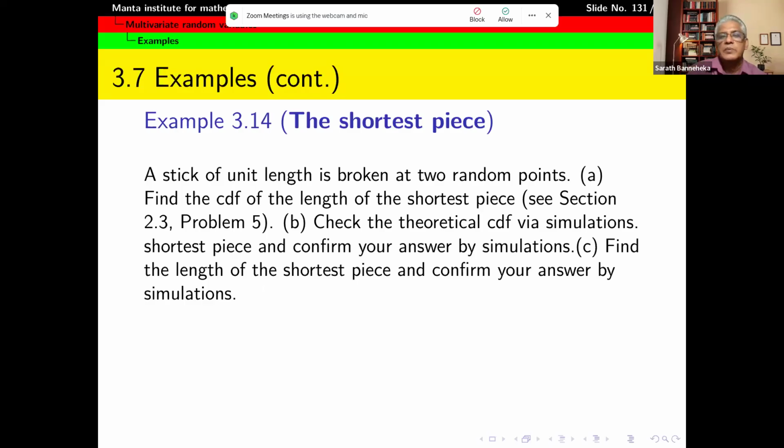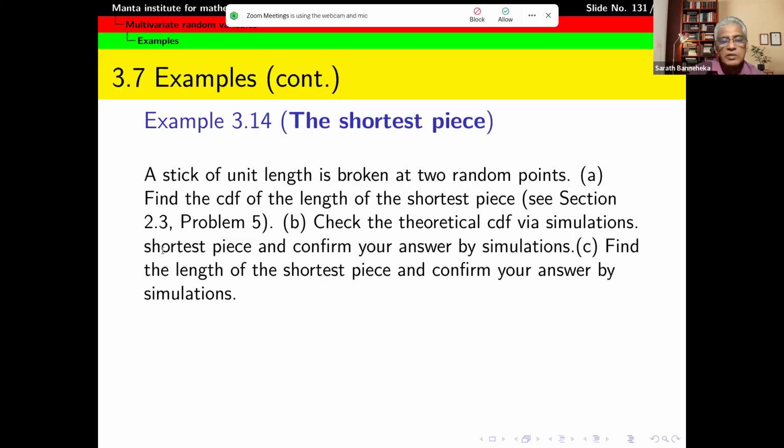Okay, let's look at another example. This is again from Dekking's course book, example 3.14. A stick of unit length is broken at two random points. So the length of the stick is 1 unit, broken at 2 points. Part A, find the CDF of the length of the shortest piece. Part B, check the theoretical CDF via simulations. Shortest piece and confirm your answer by simulations.